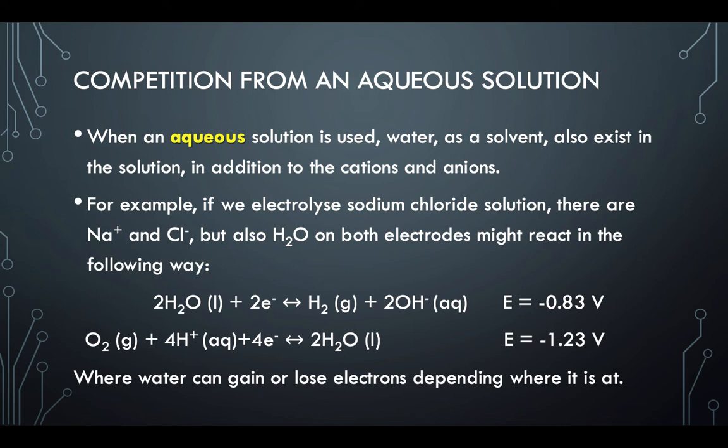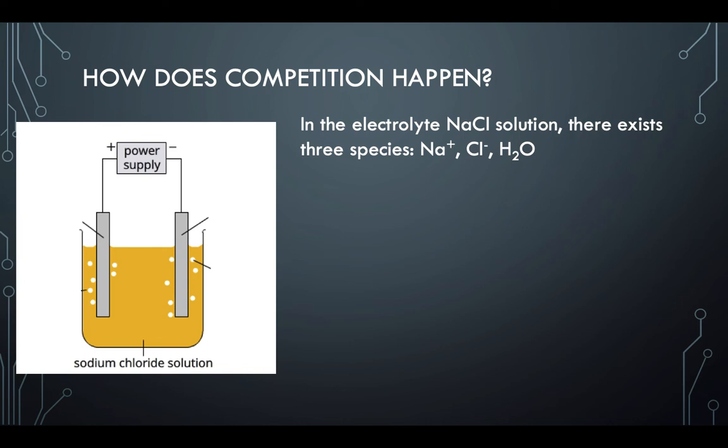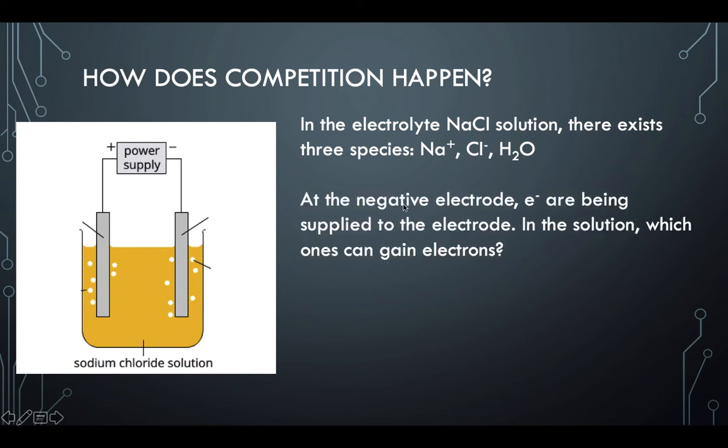And because of these two reactions, our half equations at the cathode and the anode become more complicated. Now let's have a look. Why do we mean it becomes more complicated? So now, this is still an electrolytic cell. It is sodium chloride solution now. So we have water, sodium cation, and chloride anion. Let's look at the negative end of this electrolytic cell. So at the negative electrode, electrons are being supplied to the electrode.